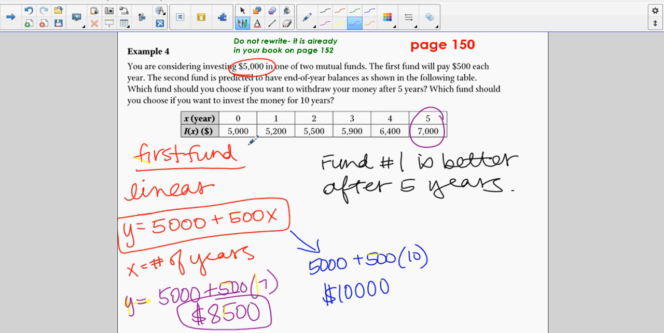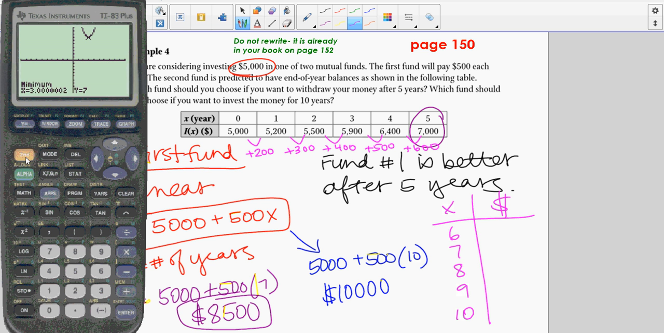If I look from year to year, here I get $200 after the first year. Here I get $300. Then I add 400, and then 500, and then 600. So I can kind of start seeing the pattern develop. So I'm going to continue that chart over here for your X and your Y, X being years, Y being money. So 6 years, 7 years, 8, 9, and 10. Well, if you think about it, we added 100 more each time.